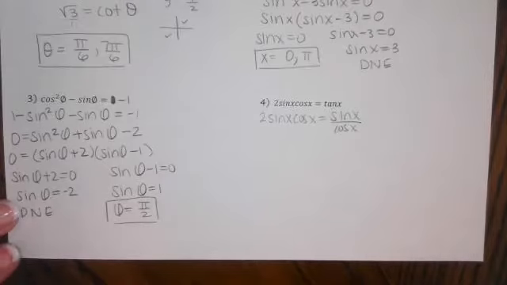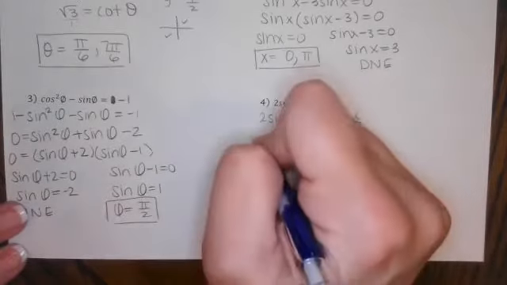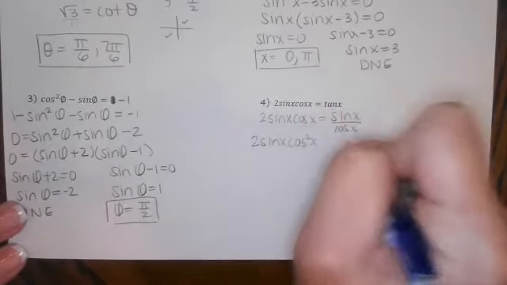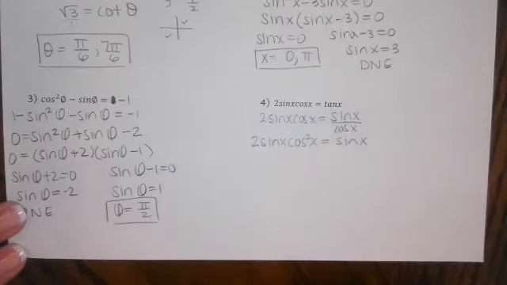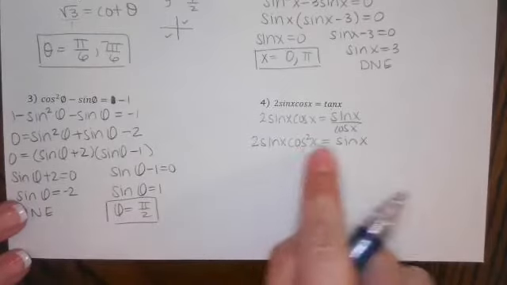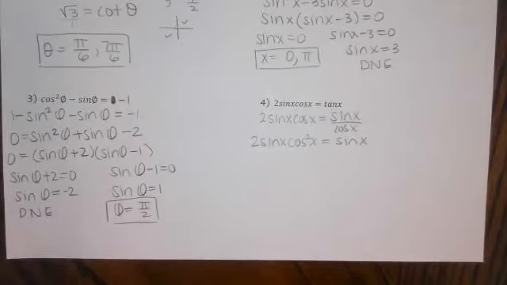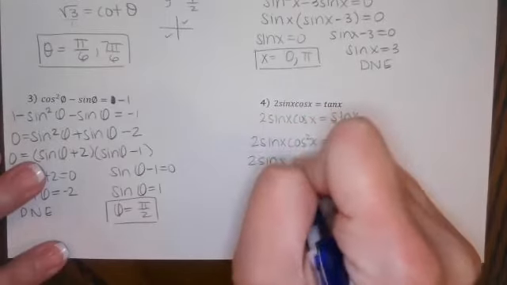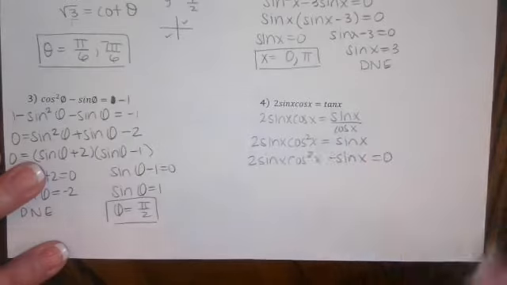All right, in order to get rid of this cosine x, I'm going to multiply both sides times cosine x. So I get 2 sine x cosine squared x equals sine x. So when I multiply both sides times that cosine, I get the squared here, and then it cancels on this side. Now I'm ready to bring that sine x to the other side. So I'm going to subtract that, and I get 2 sine x cosine squared x minus sine x equals 0.